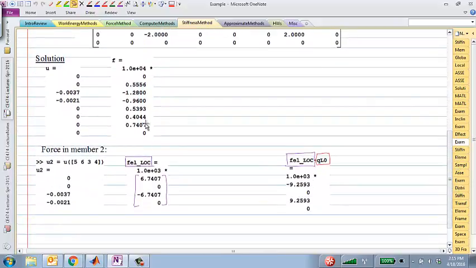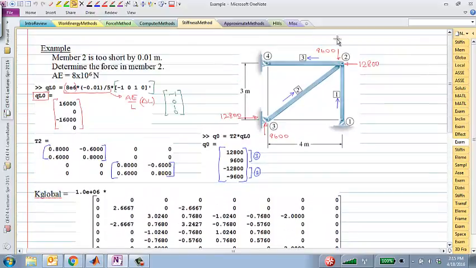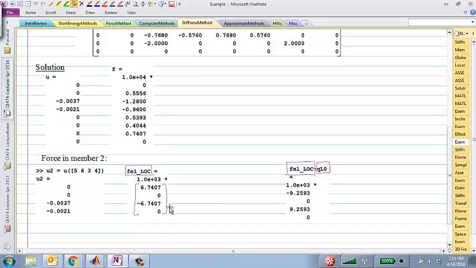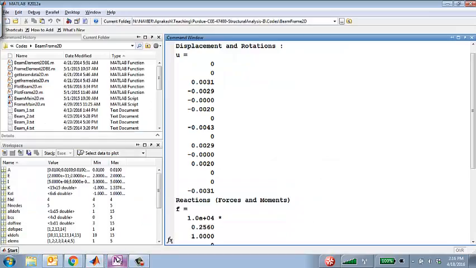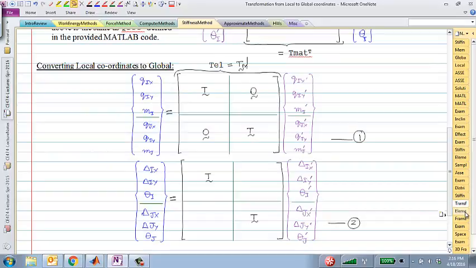MATLAB gives me these displacements and forces at all the degrees of freedom. I pick out the displacement degrees of freedom for element 2. I convert this element 2 displacement into the local coordinate system, and then I multiply it with, I've not shown the details of that calculation here, but that's something that I need to do here. Is the transformation, right?